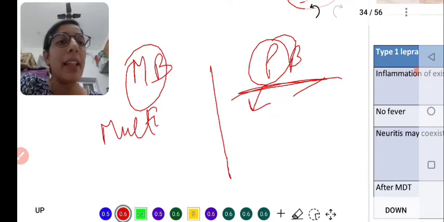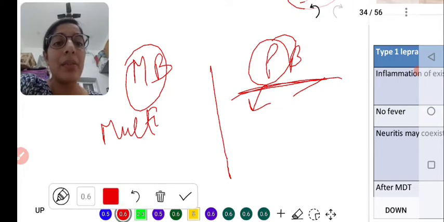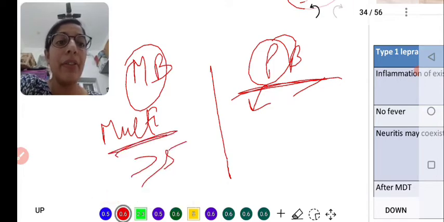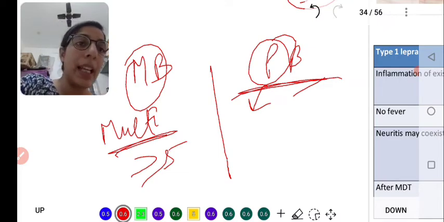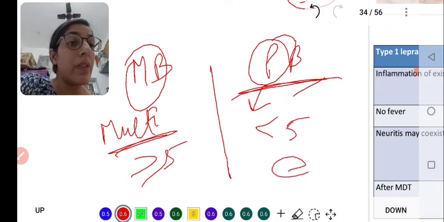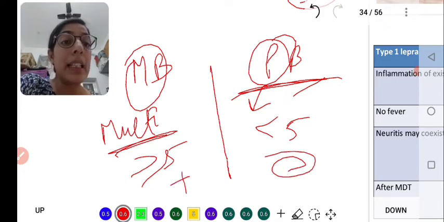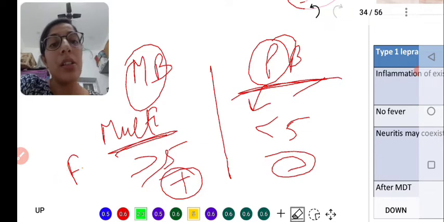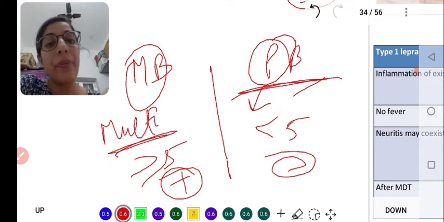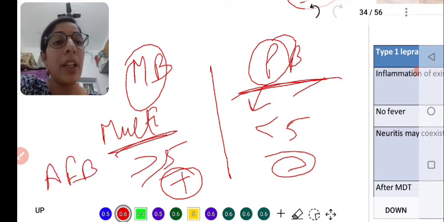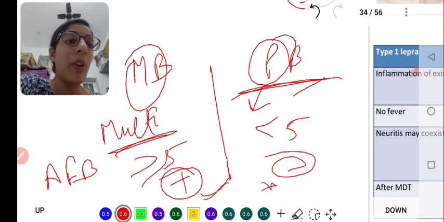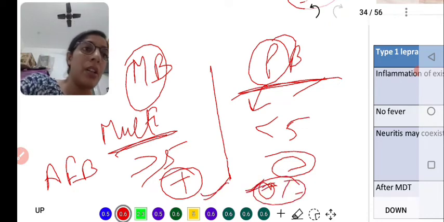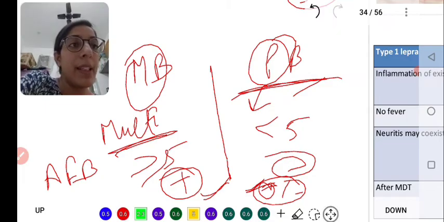तो जो multibacillary है, in the multibacillary there are more than or equal to 5 hyperpigmented patches, while in paucibacillary less than 5. No nerves involved in paucibacillary, while in multibacillary there is nerve involvement. During AFB examination, you may or may not find acid fast bacilli. ठीक है. But usually we prefer the presence of acid fast bacilli.